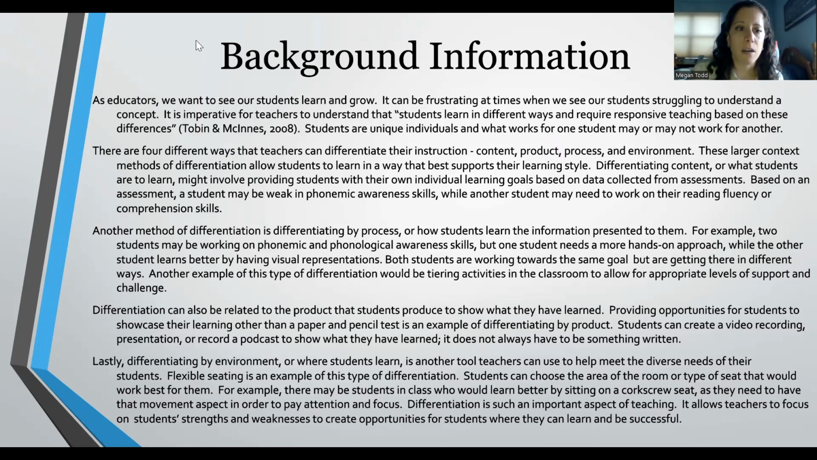And lastly, differentiating by environment, or where students learn, is another tool that teachers can use to help meet the diverse needs of their students. Flexible seating is an example of this type of differentiation. Students can choose the area of the room or a specific type of seat that would work best for them. For example, there may be students in class who would learn better by sitting on maybe a corkscrew seat, as they would need to have that kind of movement aspect in order for them to pay attention and focus.